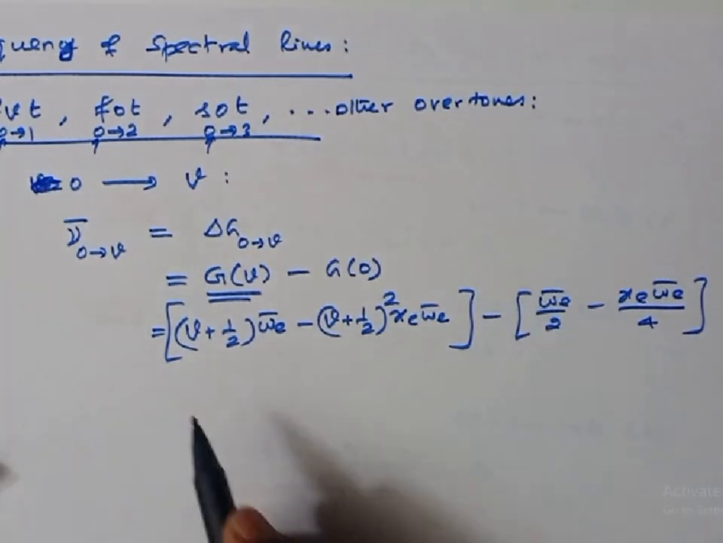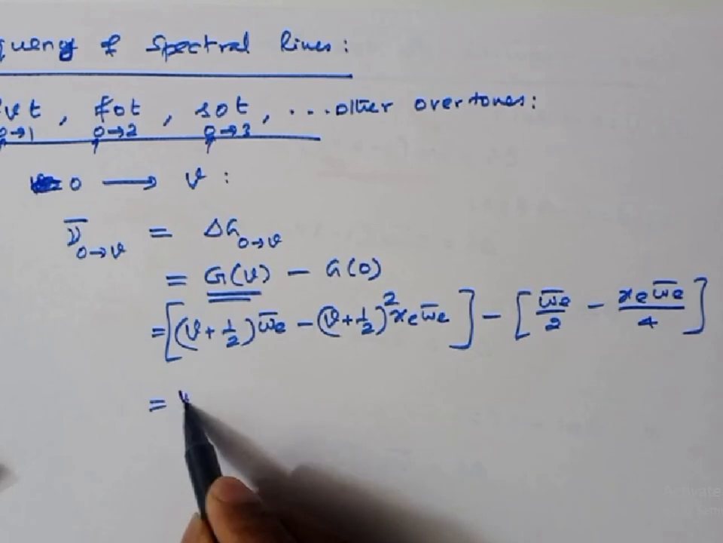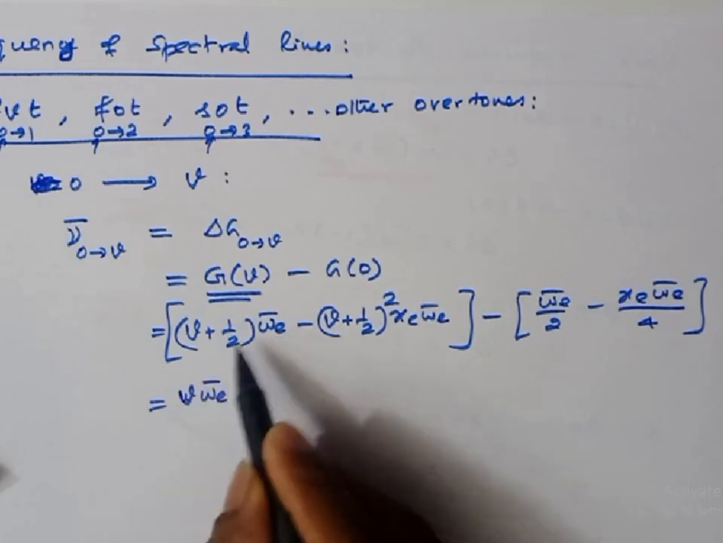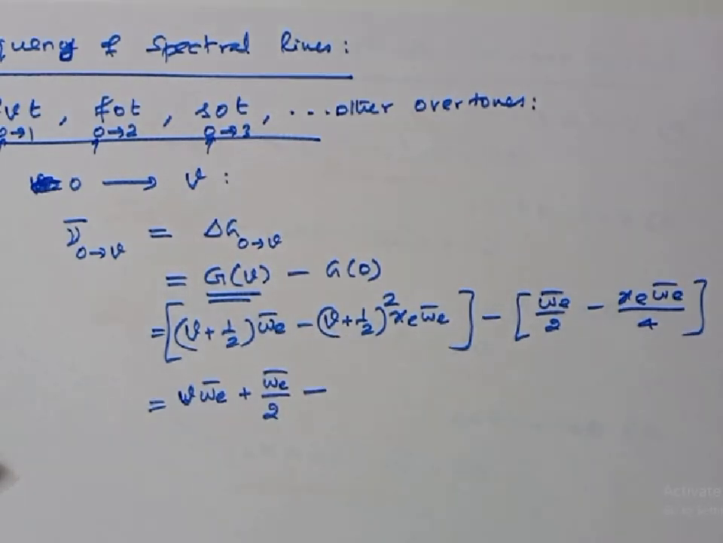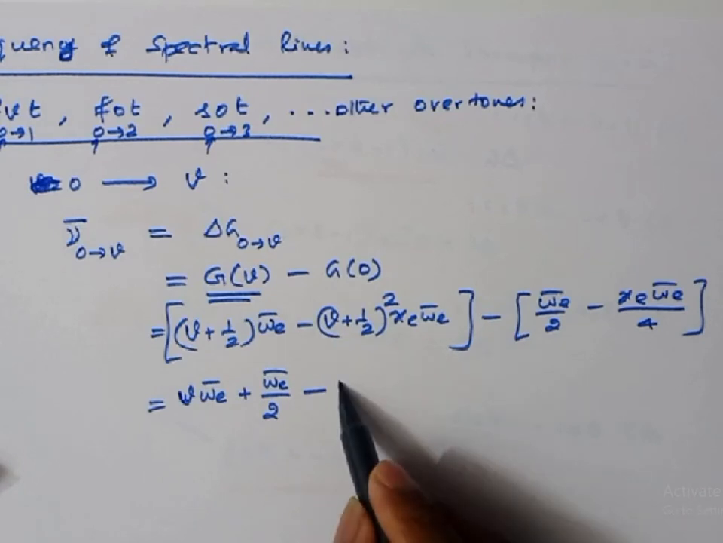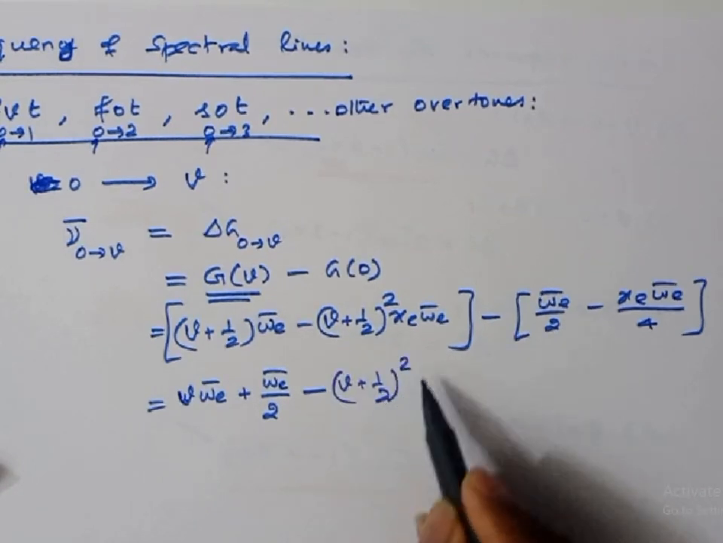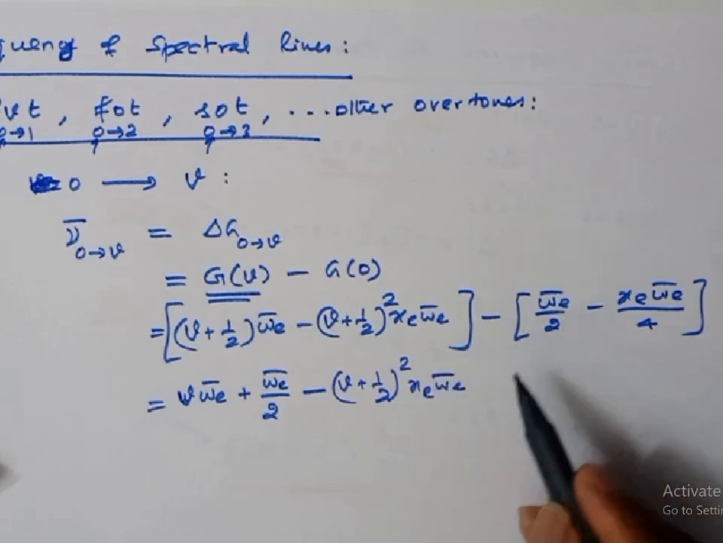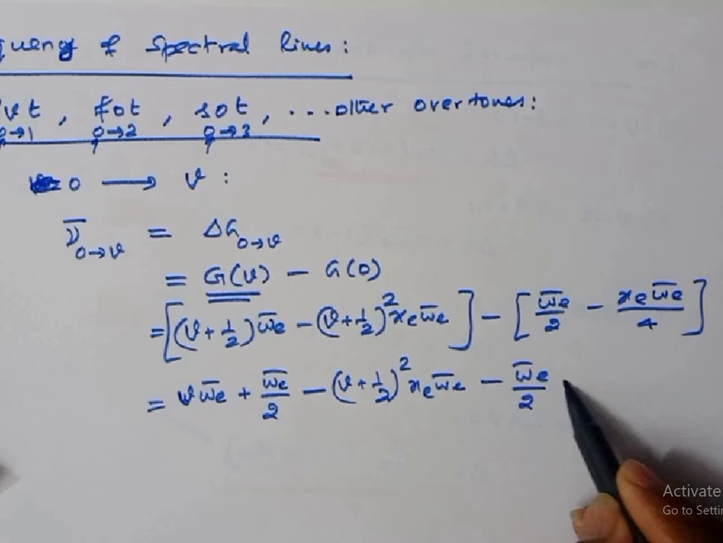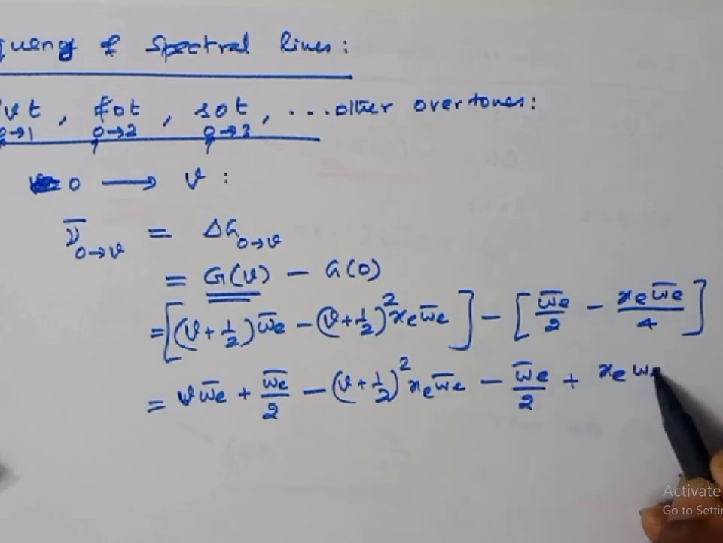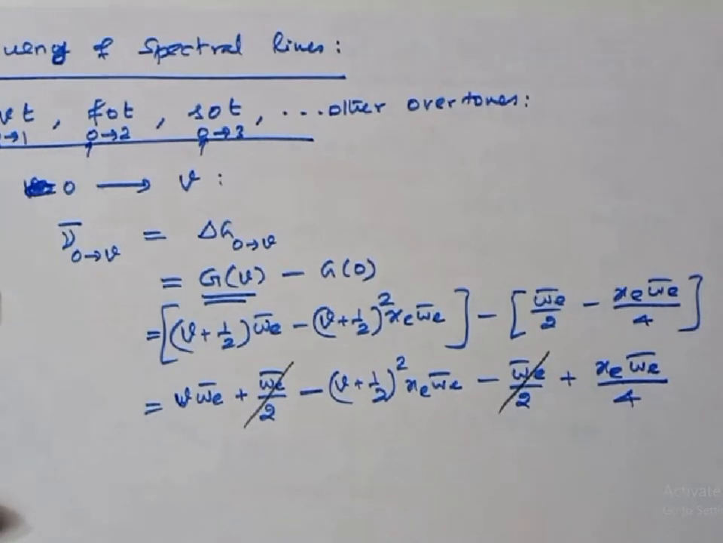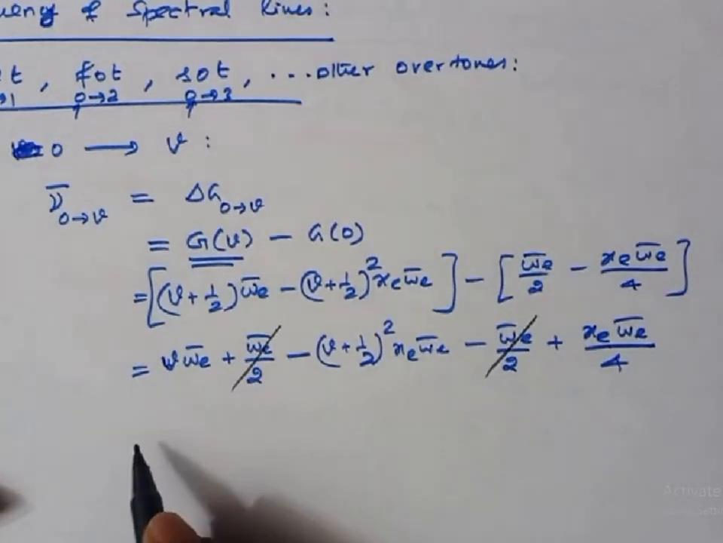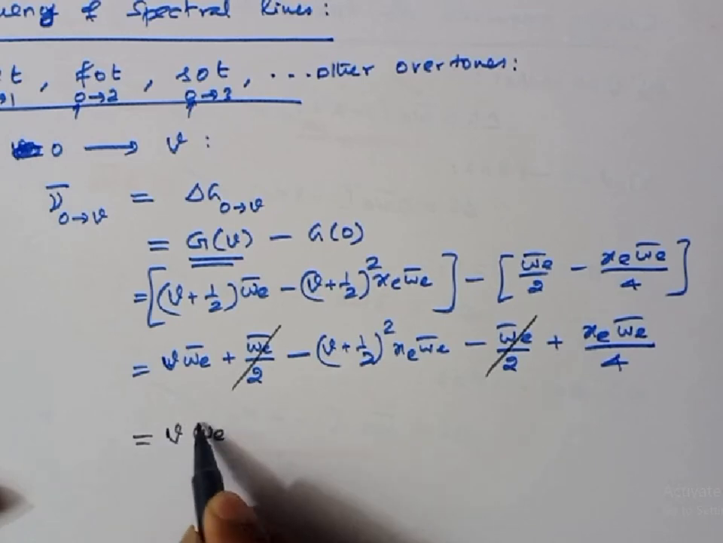Now let me simplify this. I'll multiply this by omega E bar. So we get V into omega E bar plus omega E bar by 2, and I'll expand this minus, let me keep this term as such for this step. I'll multiply this by minus, so I'll get minus omega E bar by 2, and here I'll get plus Xe into omega E bar whole divided by 4. Now see, here we have plus omega E bar by 2, here we have minus omega E bar by 2, they get cancelled, so we get V into omega E bar.